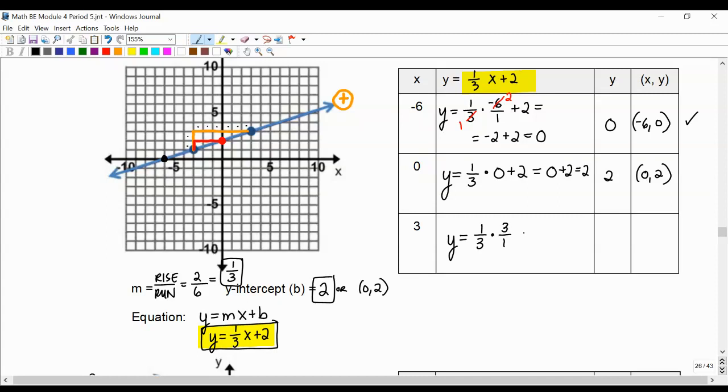We'll put this over 1. Feel free to use a calculator, but it is also nice to set it up so that we could do this by hand. And we end up having 1 over 1, which is 1, plus 2, which is 3. So this point is (3, 3). And (3, 3) is that point there. So all of these checked out. Feel free to pause the video, rewind it, but if you're ready, we're going to move on to the second problem.